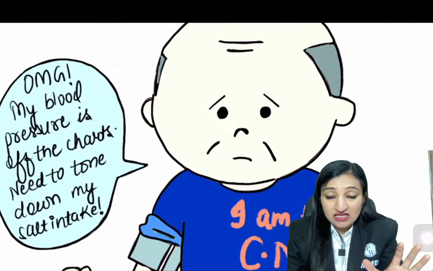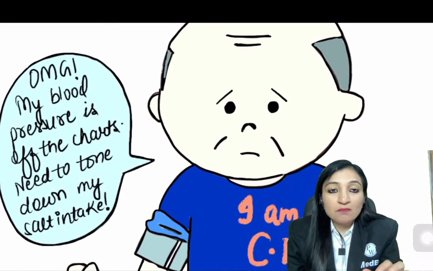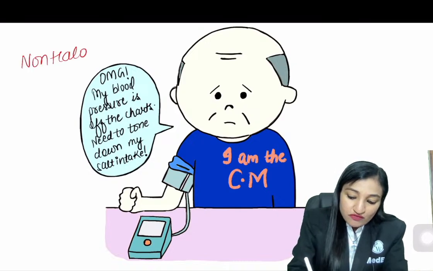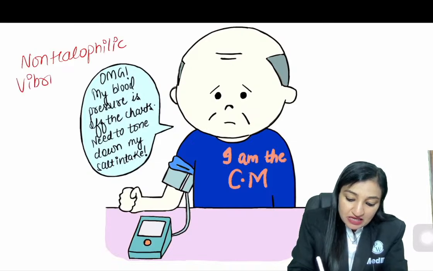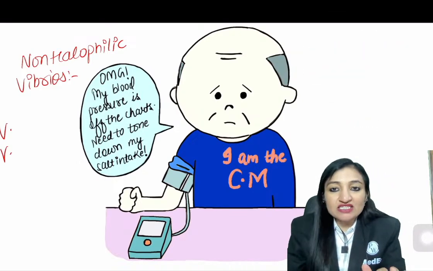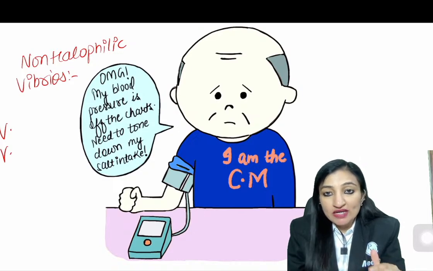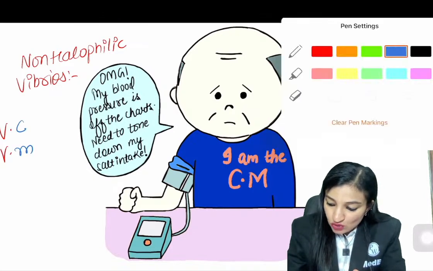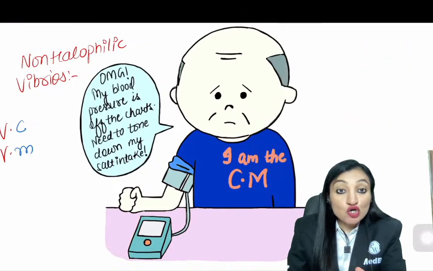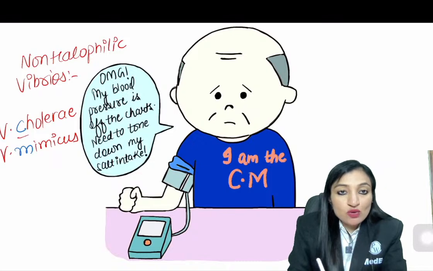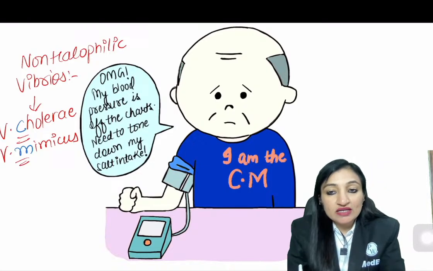And he exclaims, while he is taking his blood pressure reading, oh my god, my blood pressure is off the charts. I need to tone down my salt intake. Now, the examples of the non halophilic vibrios can be remembered as, remember vibrio. See, hypertension is a disease of the old age, and when somebody is hypertensive, the salt intake has to be less. So remember vibrio CM, chief minister, old aged, BP is off the charts, should be taking what? Should be taking low salt. So non halophilic, C for cholerae, okay, and M for mimicus. So the two important examples of non halophilic vibrios are vibrio cholerae and vibrio mimicus.